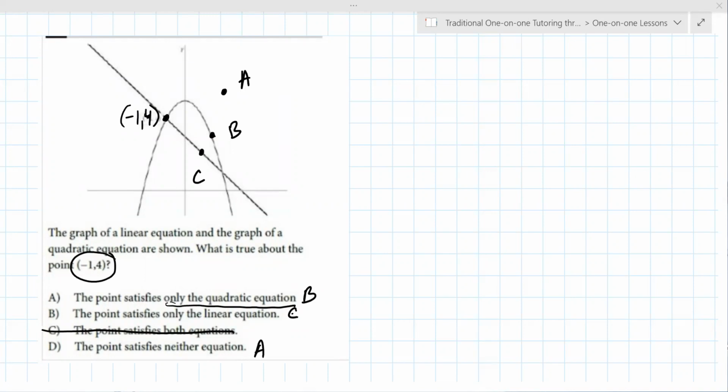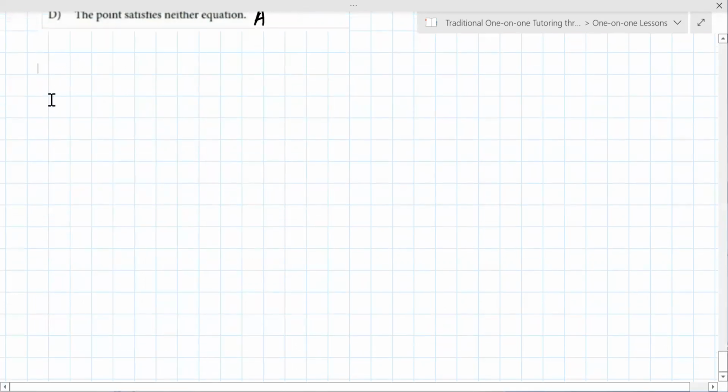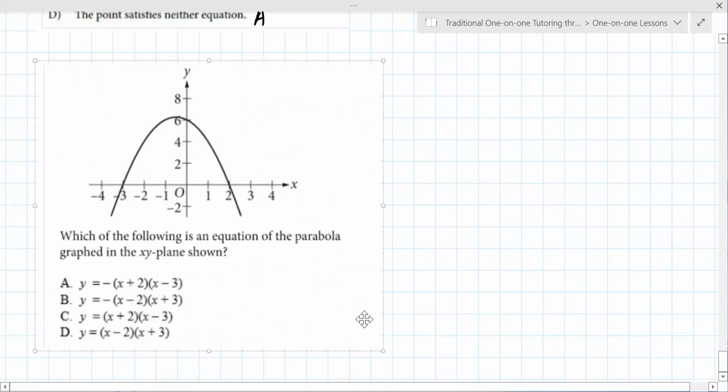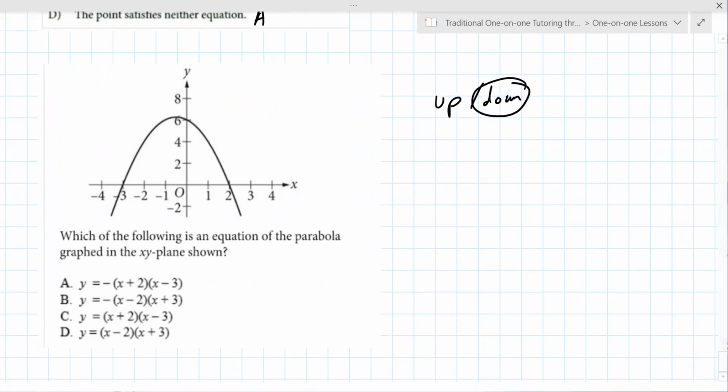All right, so let's look at another problem here of a quadratic. It says, which of the following is an equation of the parabola graphed in the xy-plane? Some things you want to notice right away: does the parabola open up or down? Down. Since it opens down, which of the answers can we exclude? Is it minus in front or plus in front when it opens down? Do you recall? The minus is in front. Yeah. So C and D are out.